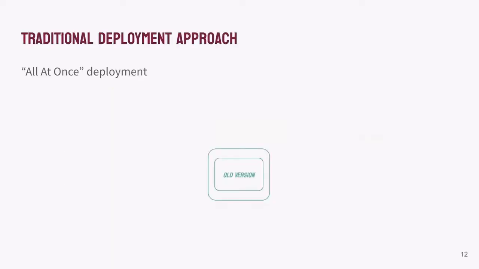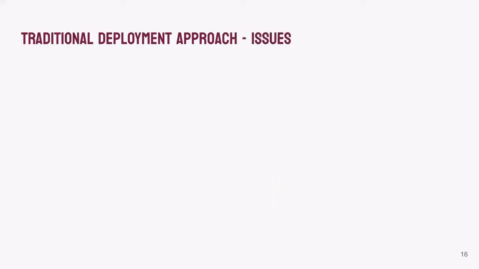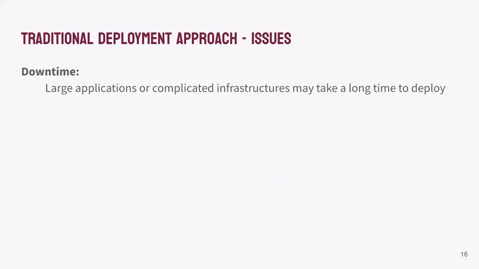A traditional approach to deployment would be known as an all-at-once deployment. This is where at a designated time, you take your application offline, you update it to the new version of the code, and then once that's running, you put it back online. While this is simple, it does introduce some potential issues. The first issue is downtime.